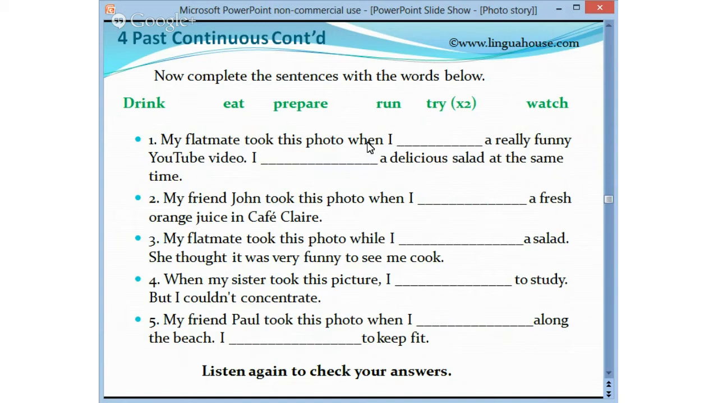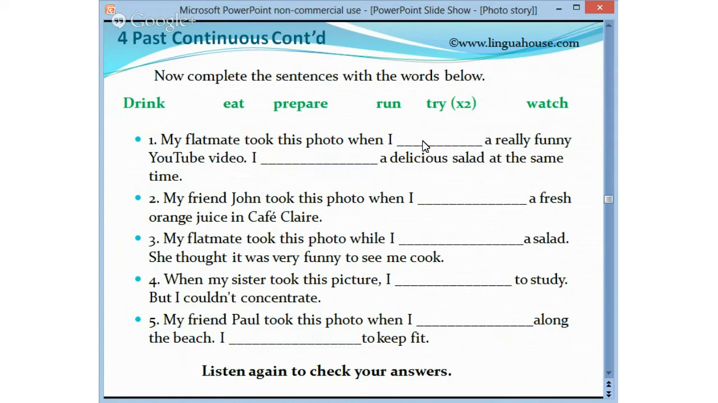Go ahead. My friend Ned took this photo when I blank a very funny YouTube video. I blank a delicious salad at the same time. Okay. So what verb are we going to use here? What do we do with videos? We watch. Yes, we watch them.